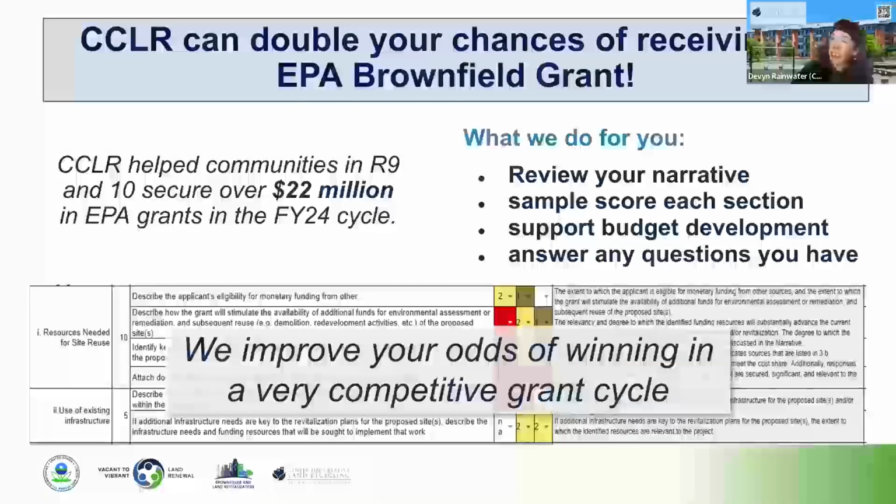And then another thing I want to emphasize, of course, is CCLR is your technical assistance provider for Region 9. We've been talking a lot about funding sources, specifically EPA funding, and CCLR can support you in developing your applications for EPA funding. We can review your drafts as many times as you need and also support you in putting together pieces of your narrative. This is all free services. And based on statistics of past years for EPA funding, we can double your chance of receiving an EPA grant in what is often a very competitive application process. And last year, we supported communities in Region 9 and 10 in bringing over $22 million to their regions. So CCLR can be an excellent resource for you and really improve your chances.